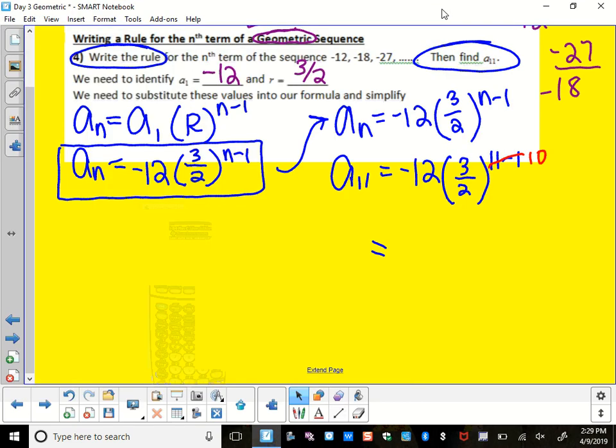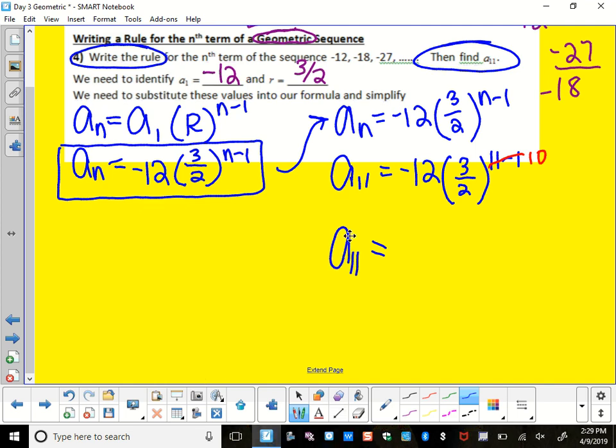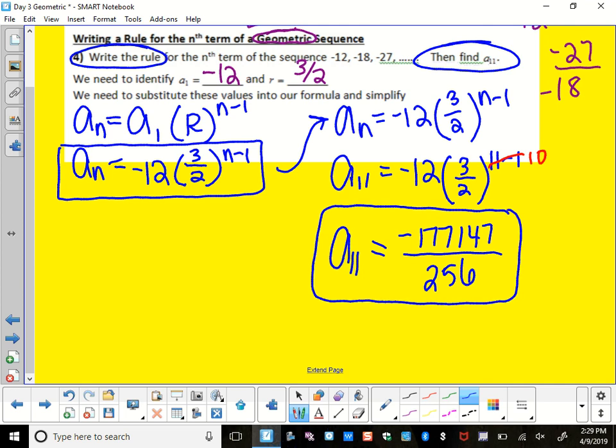So let's go ahead and write it down. My 11th term is going to be negative 177,147 divided by 256. Any questions on this one?